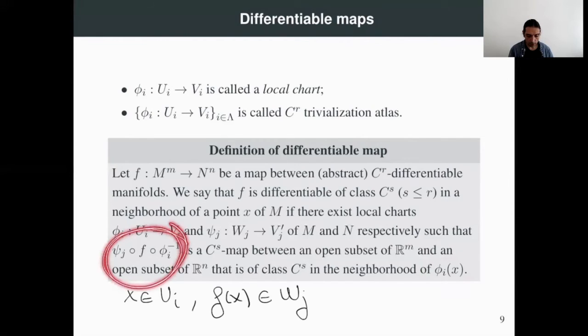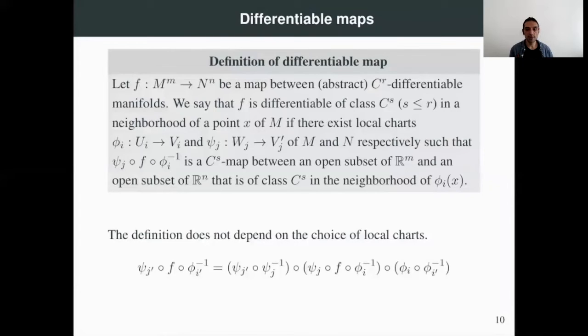This expression over here is called the expression of f in the local charts phi_i and psi_j. And it's the way in which we can work very, very simply with maps between differentiable manifolds. We use these local charts to transfer, to interpret actually, at least locally, these maps as maps defined in Euclidean spaces. Okay?